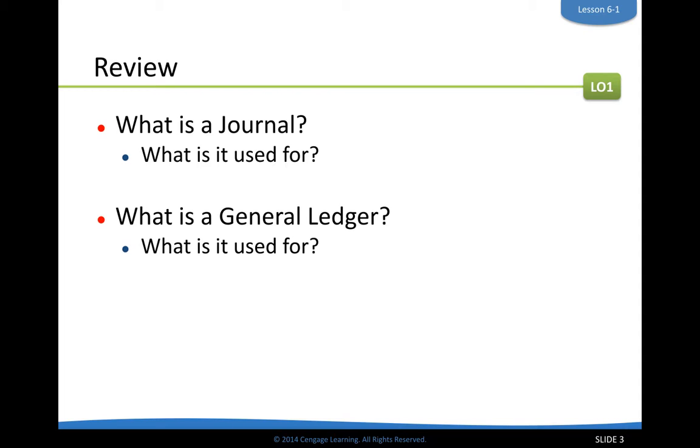So if a journal is for just transactions, the general ledger is used to post totals, account totals, right? Individual account totals, so that you know for whatever time period you're looking at, how much in supplies did you purchase? How much cash went in? How much cash went out? What were your sales? How much prepaid insurance did you buy? What is your accounts receivable balances, accounts payable balances, whatever, right? So it's a way to pull out number totals, and you pull numbers from the journal and you post those to the general ledger.